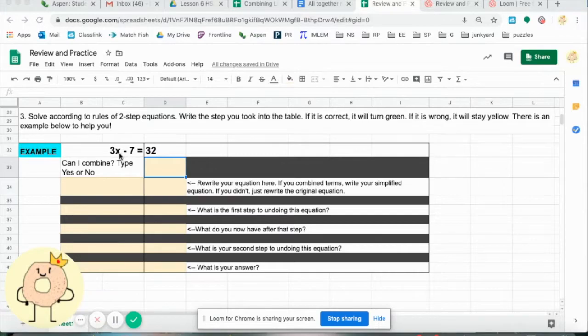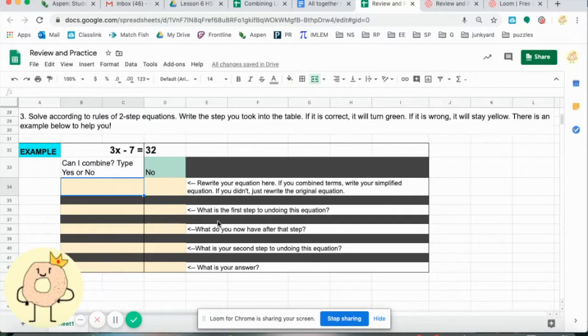So I'm given my equation, 3x minus 7 equals 32. Can I combine any terms here? I can't because they aren't alike. So I'm going to say in this box, no. And I know I'm right because it turned green. If I had said yes, it's yellow. So it knows that I'm right when I say no.